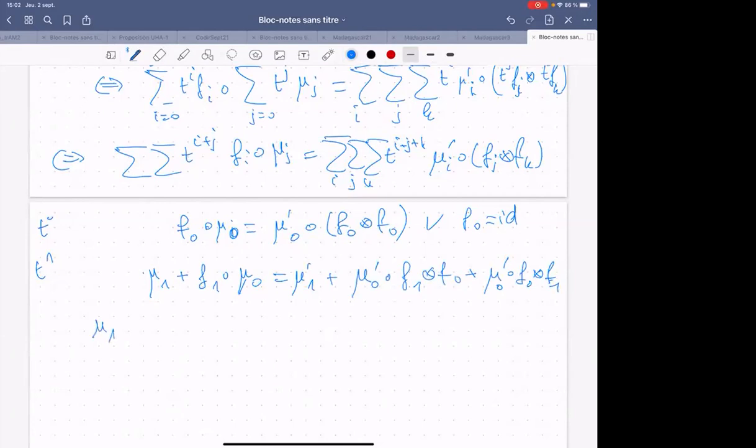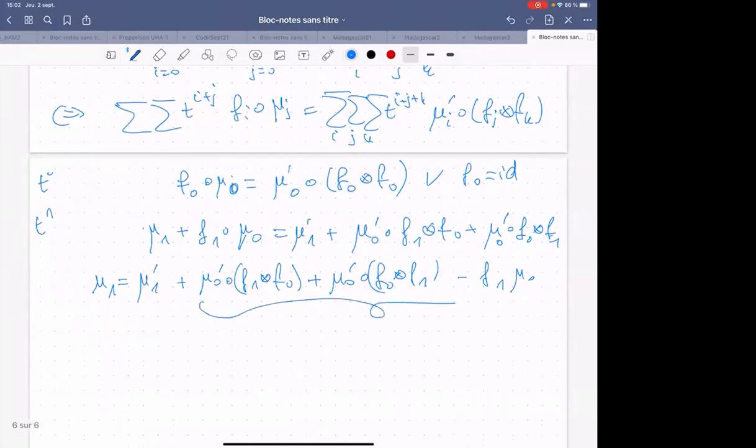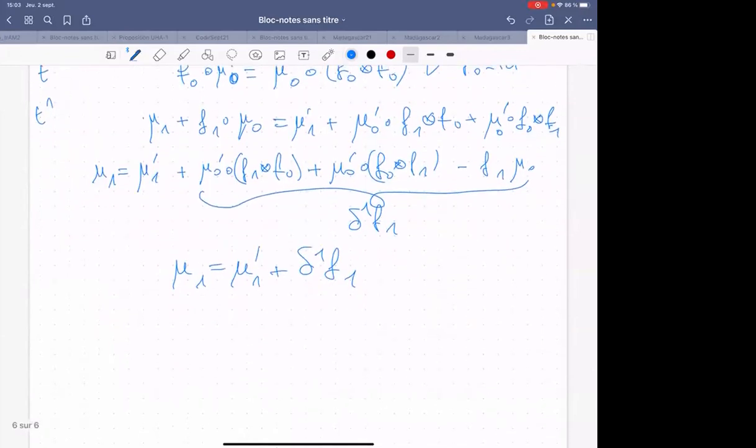Then mu1, this is mu'1 plus mu'0 composed with F1 tensor F0 plus mu'0 composed with F0 tensor F1, like this, minus F1 mu0. Okay, and this is exactly delta 1 of F1. In fact, what we have here is that mu1 is mu'1 plus delta 1 F1, which means that these two cocycles belong to the same cohomology class.